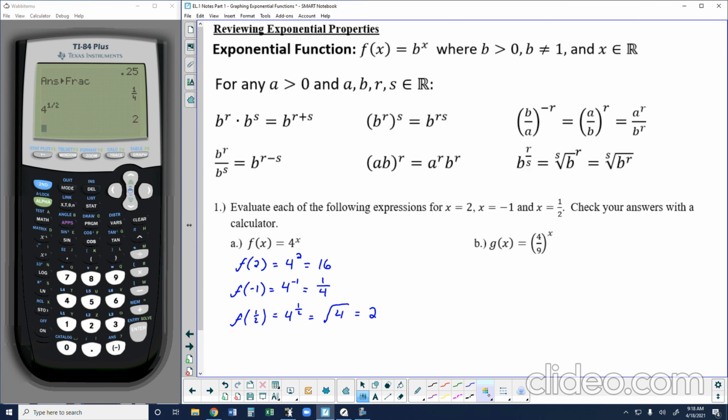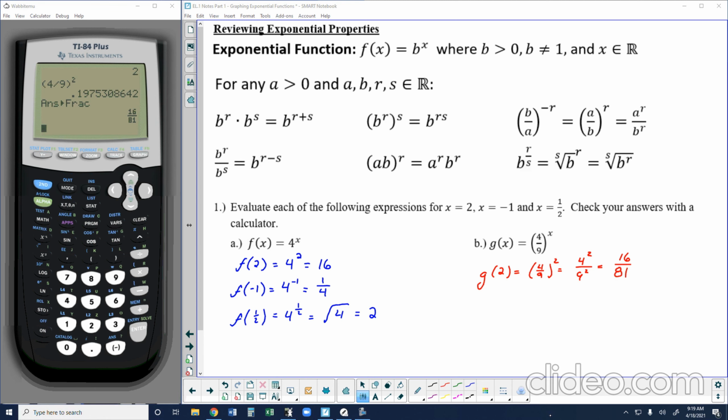Hopefully you got a chance to work through each of those. So if we're going to find g of 2, this would be 4 over 9 to the second power, which would be the same as 4 to the second power over 9 to the second power, or 16 over 81. Again, if we were to check that in the calculator, you want to make sure that you put the 4 over 9 in parentheses, and it's going to give us a decimal, and we're going to convert that to a fraction, which is 16 over 81.